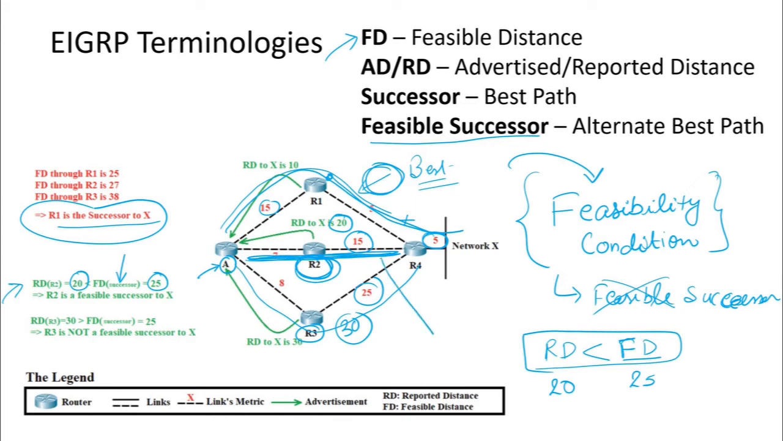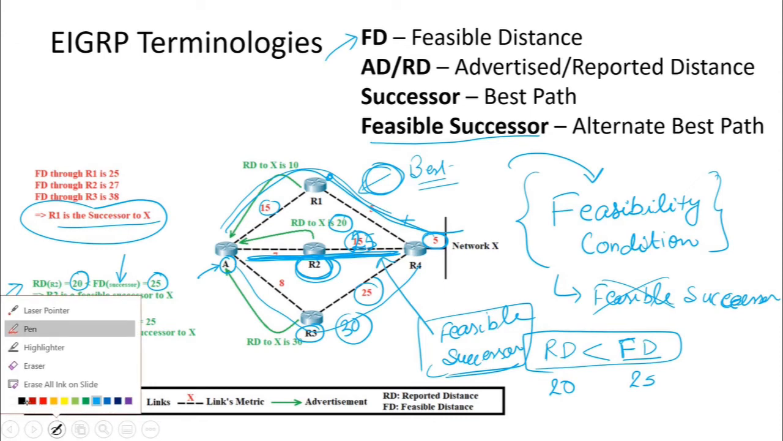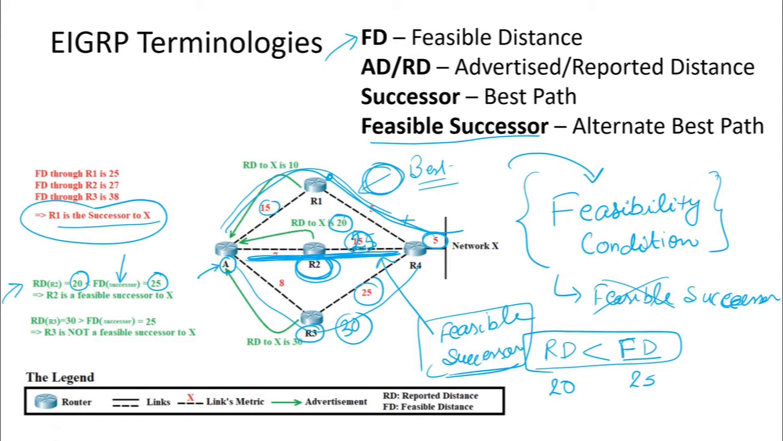It means that this will be our feasible successor because it is meeting the feasibility condition. But let's suppose this value is not 20. In fact, let me put it 25, right? Let's suppose this value is 25. Let me change the color again. Let's suppose this value is 25.